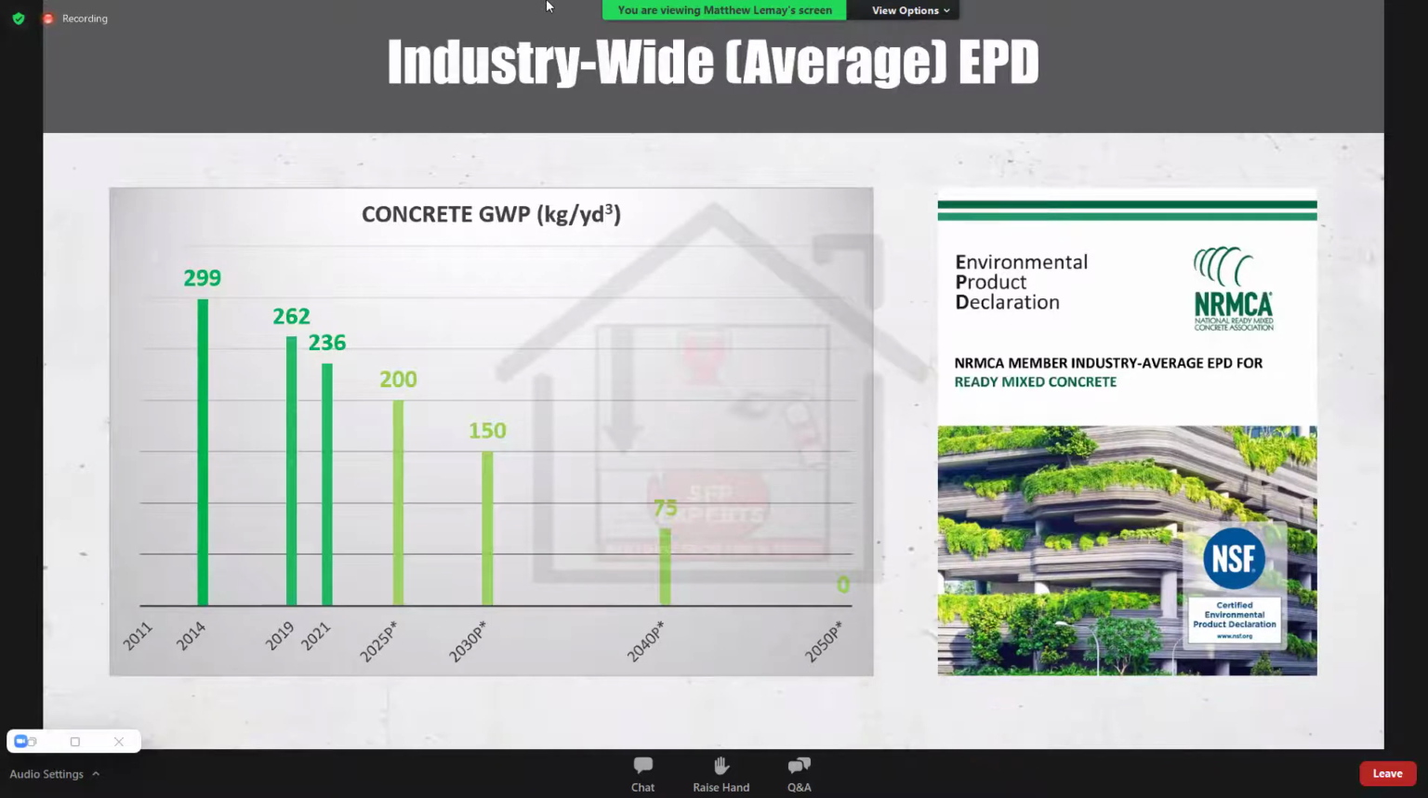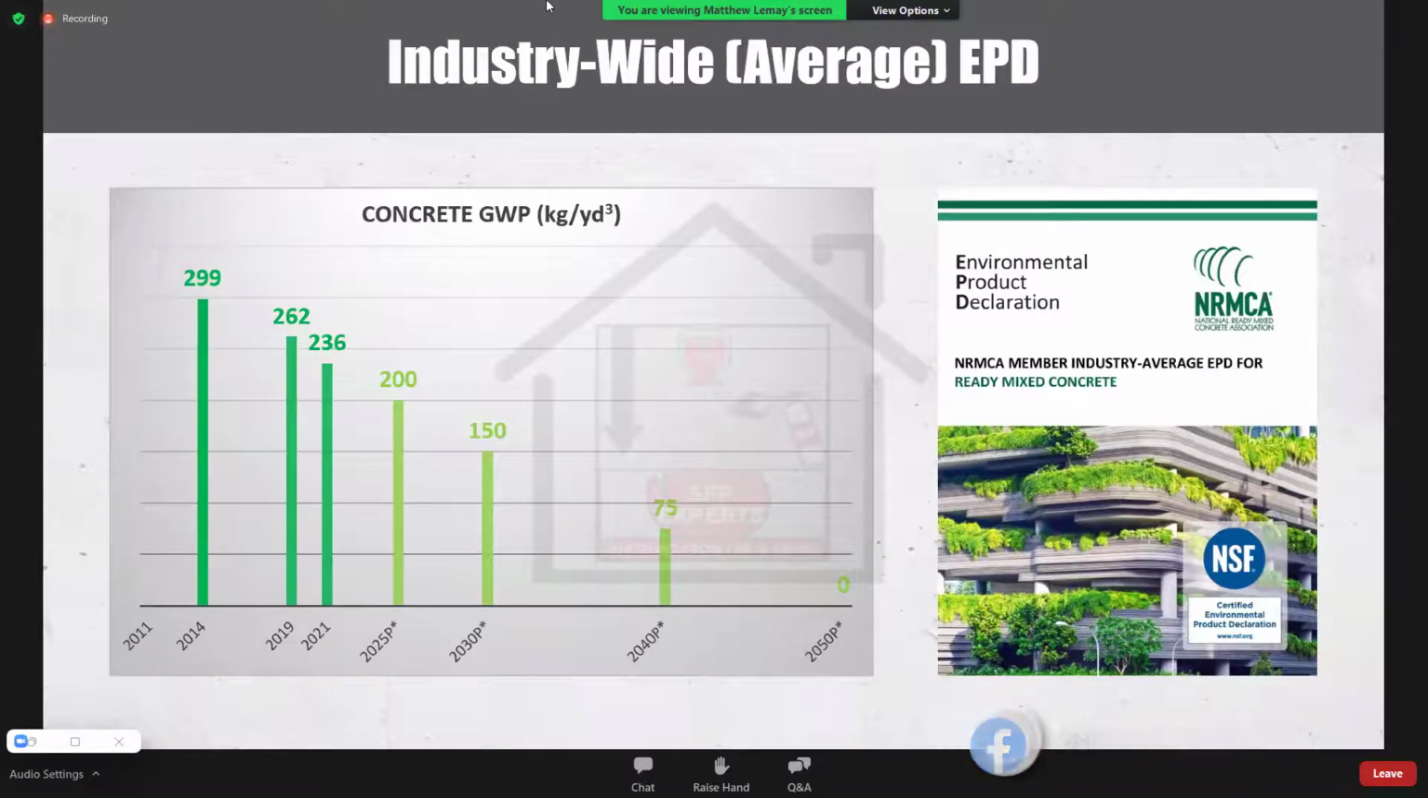So NRMCA conducts a survey of the entire ready-mix industry that includes 198 companies. They represent 1,961 plants in this current edition. And any companies which participated in that survey can then use the industry-wide EPD to represent their concrete, essentially, and its environmental impacts.